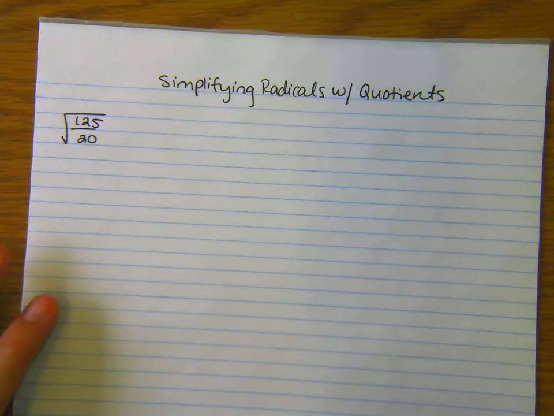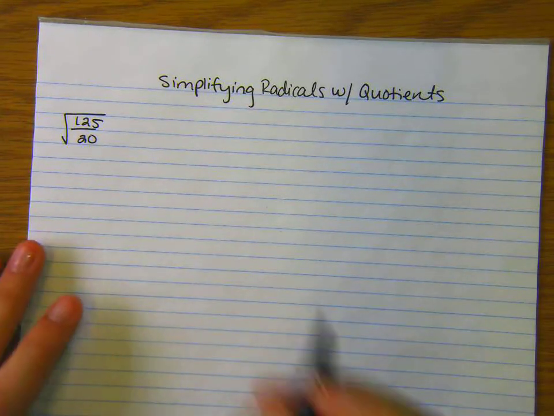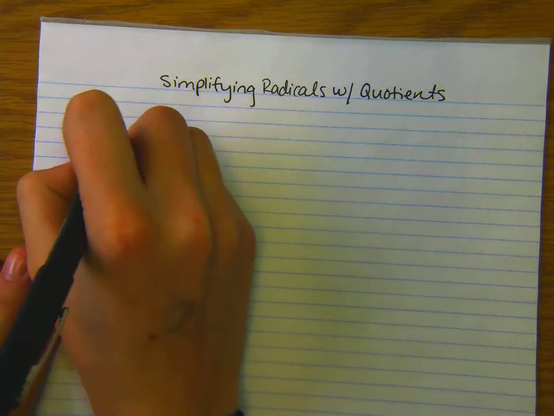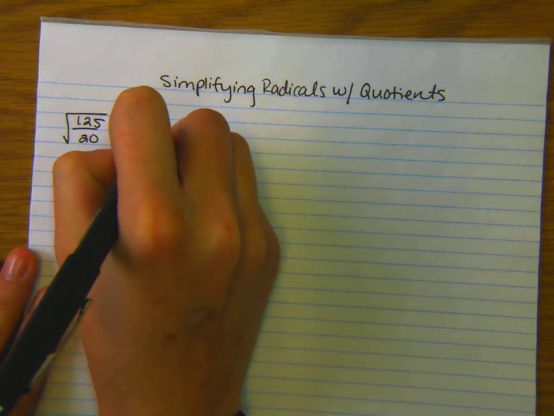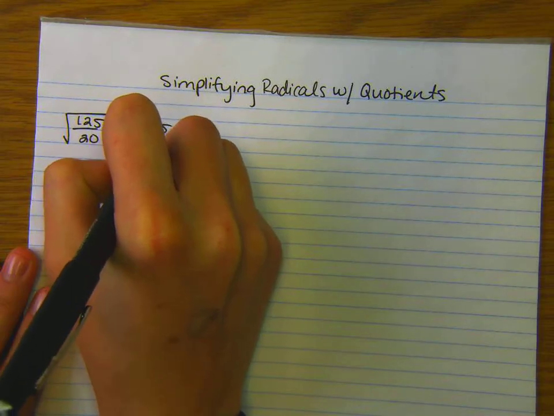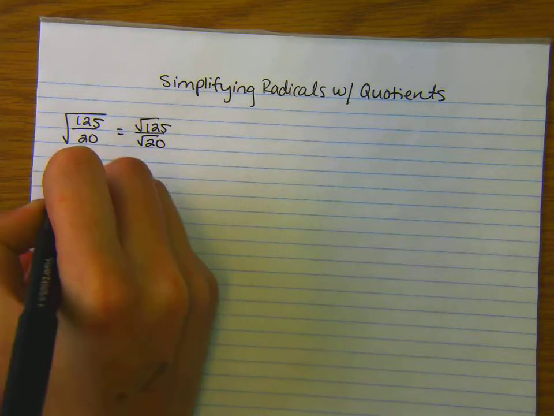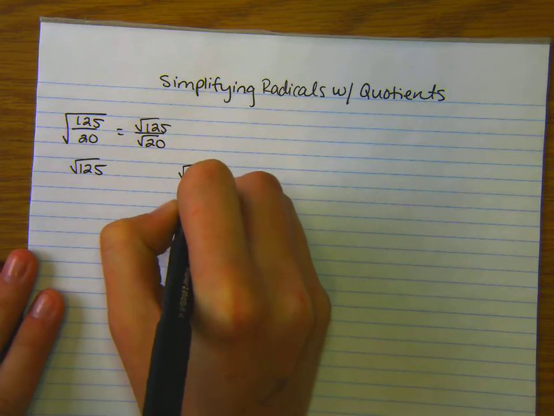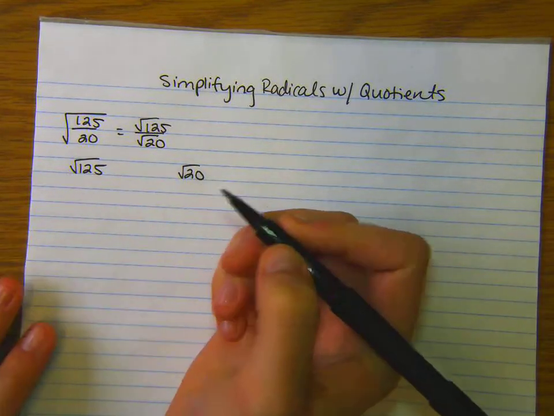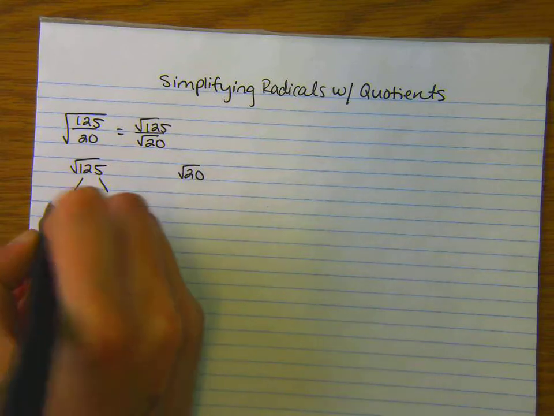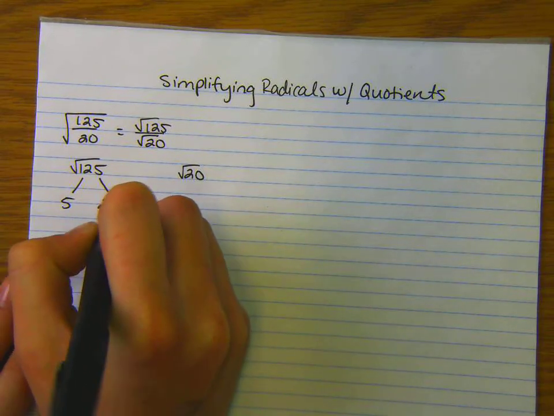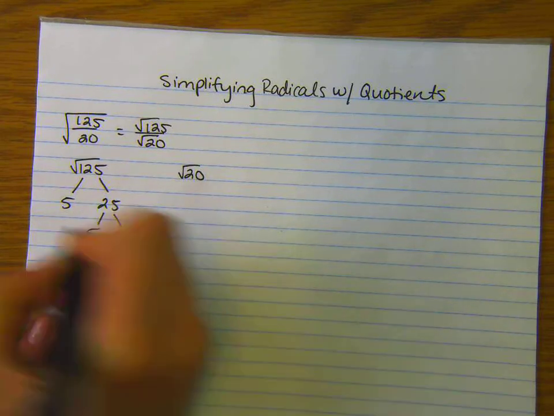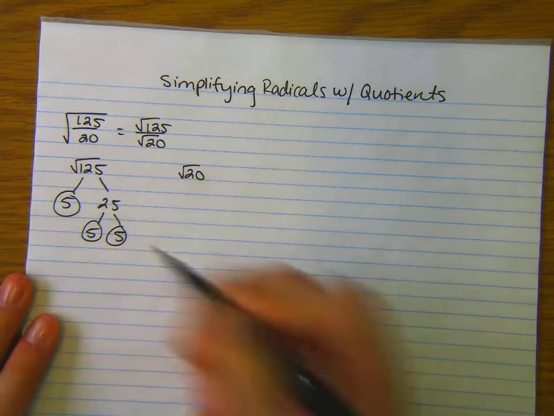with a quotient. One method to do this is to, just as we simplified radicals, split this up and say this is the square root of 125 over the square root of 20. And we can take both of these pieces, the square root of 125 and the square root of 20, and use our tree method to break these up. And so we know 125 is 5 times 25. And 25 is a perfect square, which is 5 times 5. And so here are our final pieces.